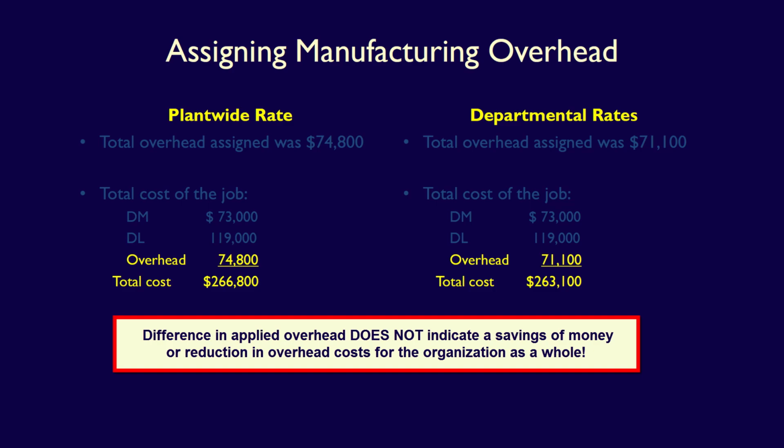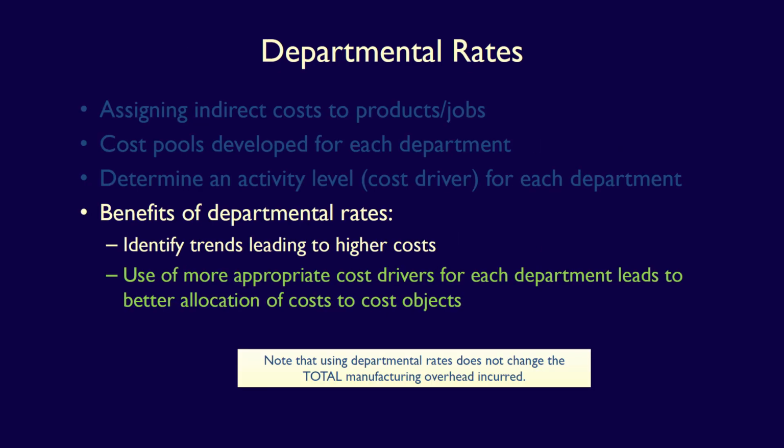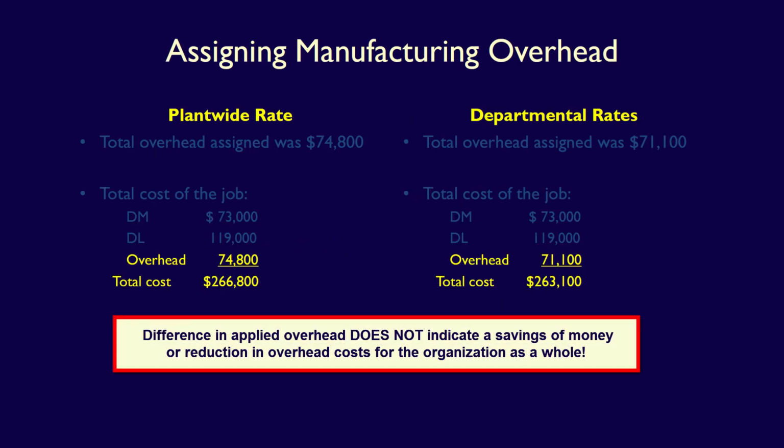Then why is there a difference between the overhead that's applied when we use the departmental rates compared to the plant-wide rates? The difference is due to the use of multiple cost pools, which allows Camilla Inc. to choose better cost drivers that reflect the costs in the cost pool. This simply leads to better allocation. It might mean, in one job, that departmental rates will result in higher applied overhead, or at other times, as in this case, it results in lower applied overhead. It's due to better allocation, not because we are saving money or saving on costs.